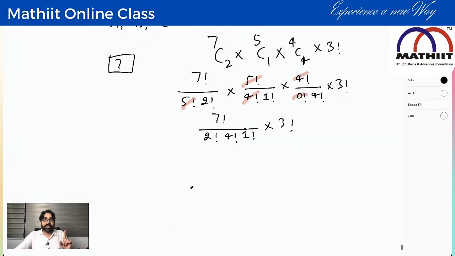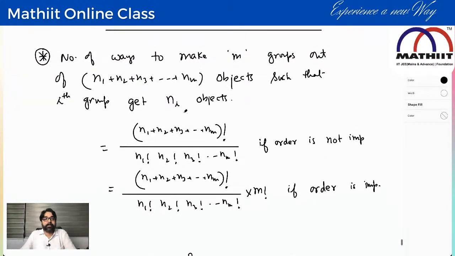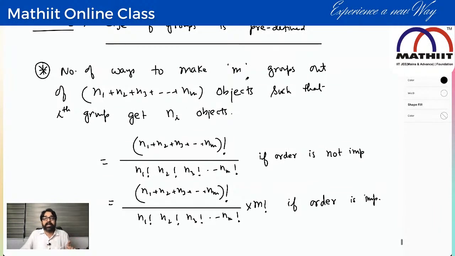But don't do it by this way. Do it the way I told you. Look carefully. This is what we did, with some modification. Number of ways to make M groups out of these objects such that the ith group contains ni objects. You have to apply this only when the group sizes are different. Mention this point, it is very important: sizes are different.